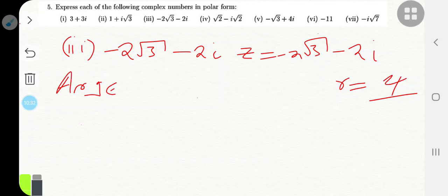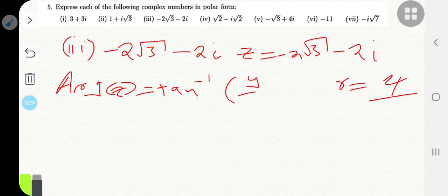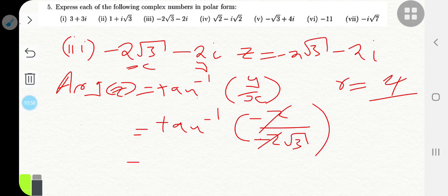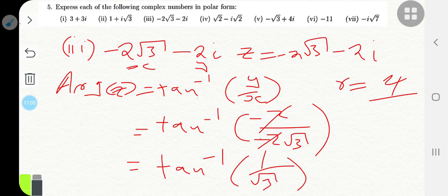So we know that our argument of z is just equal to the tan inverse of y over x. We know our y and our x. This is our y, this is our x. So I'm going to have something which looks like the tan inverse. My y is negative 2 and my x is negative 2 root 3. The negative 2 and negative 2 cancel, and I'll just remain with the tan inverse of 1 over the root of 3.